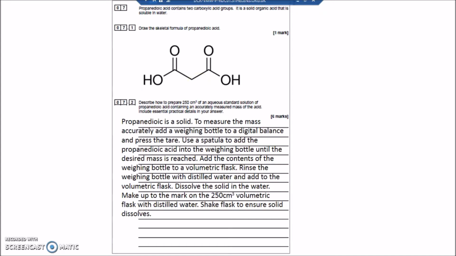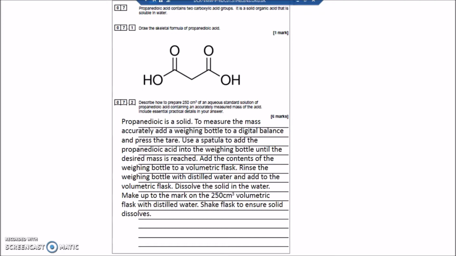You measure the mass accurately of the solid by putting a weighing bottle or a beaker or a conical flask, it doesn't really matter, you can even just say container, onto a digital balance and press the tare button. The tare button then imagines that the container isn't there. So then you're only taking 1 measurement rather than 2, and you're going to reduce your percentage error. So put a beaker or a weighing bottle onto a digital balance and press the tare.